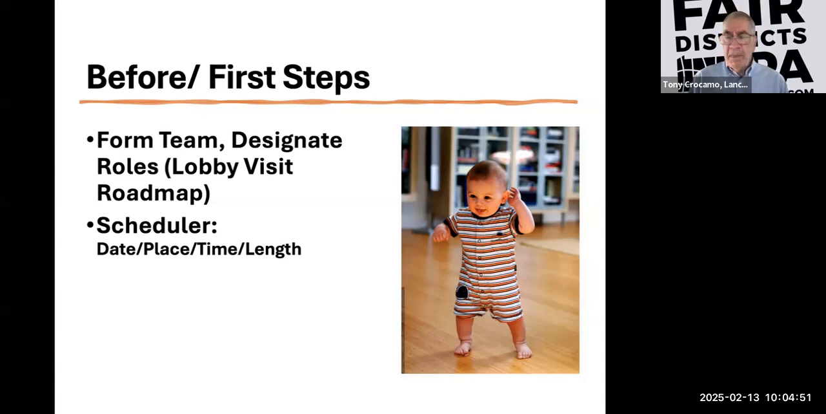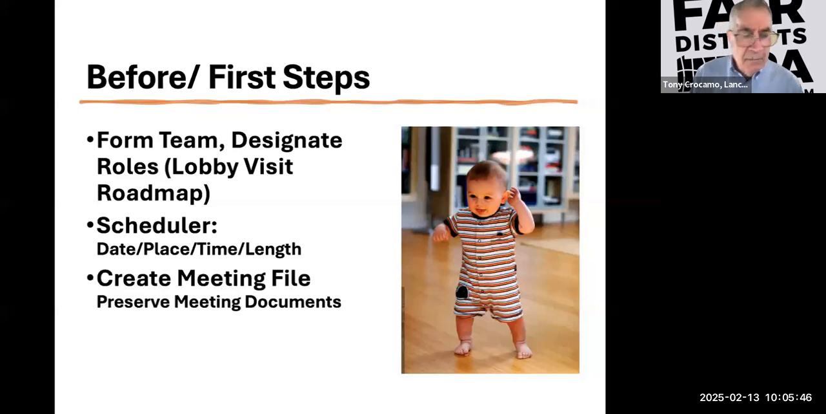Once you have the roles figured out, the scheduler contacts the legislative office. You can meet in Harrisburg if it's convenient, but for the vast majority of us, it's easier to meet in a local office. So the scheduler contacts the office for the date, place, and time of the meeting and the length of the meeting. In my experience, most meetings take 4 to 6 weeks from the time a request is made to the date of the meeting. So meetings requested now will probably occur at the end of March or early April.